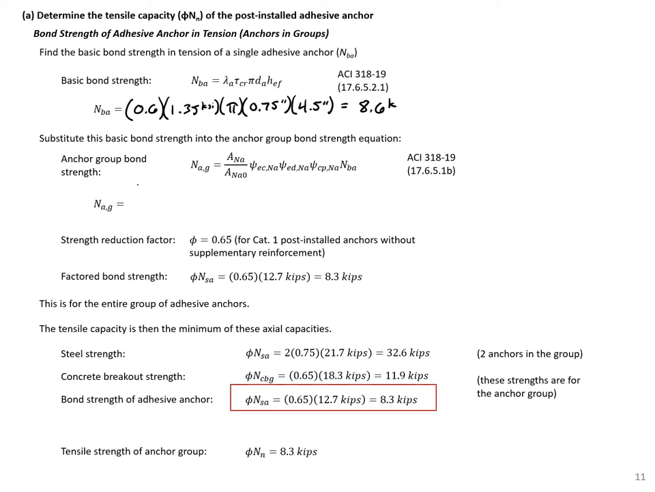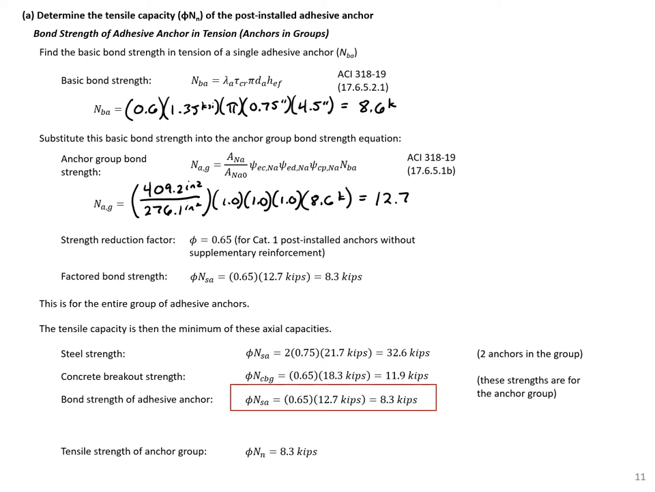So then we can plug that into our anchor group bond strength equation here. So our ratio of our areas for our group compared to a single anchor without limiting edge distance, so 409.2 square inches divided by 276.1 square inches, times 1.0 times 1.0 times 1.0, all of our psi factors, and then times 8.6 kips. So we'll get an N sub AG equal to 12.7 kips.